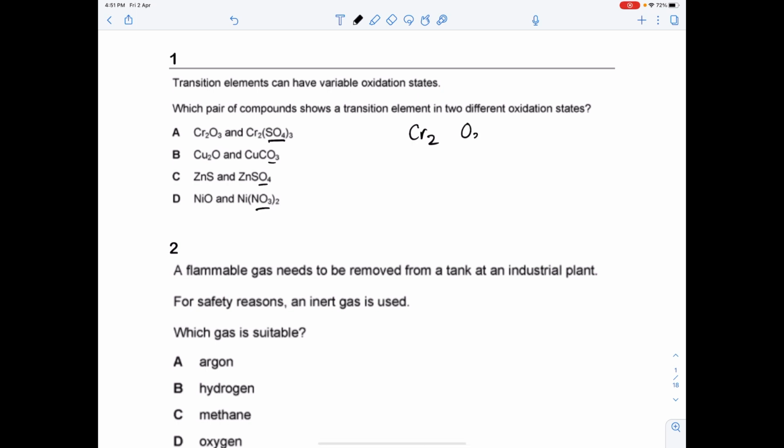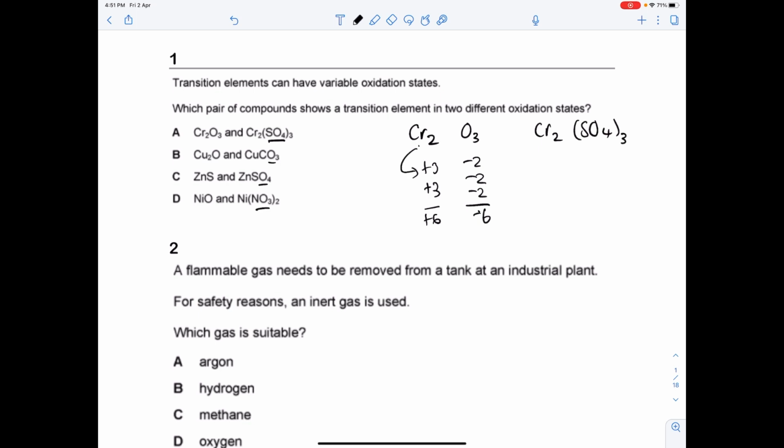has bonded with oxygen and then two chromiums have bonded with 3 sulfates. Well, oxygen is always -2. So you've got -2 forming -3 -2s forming -6. In this case, it must be +6 to balance out the charge. So +6 divided by 2, because we've got 2 of them, must be +3 and +3. So the oxidation state of the chromium here is +3.